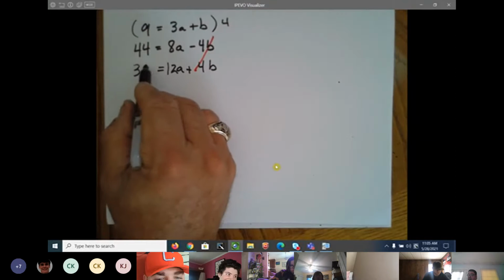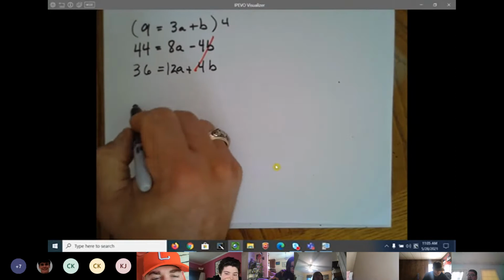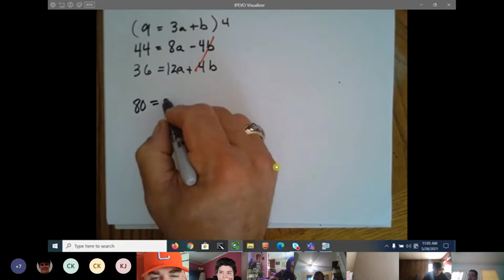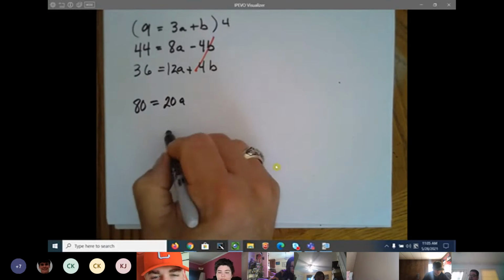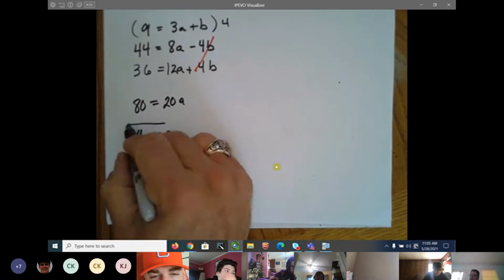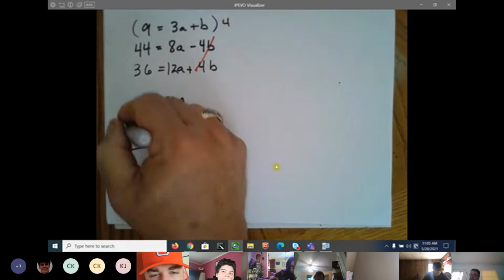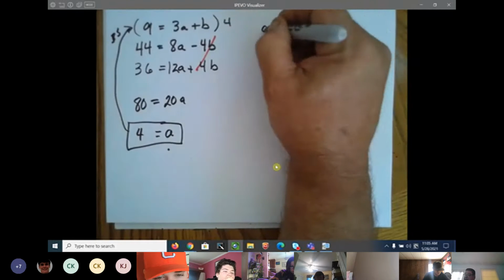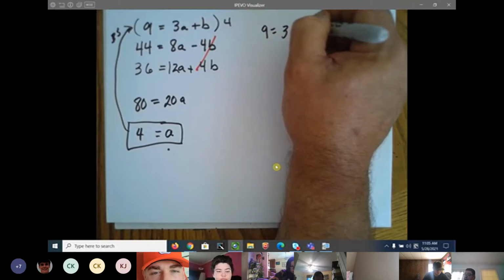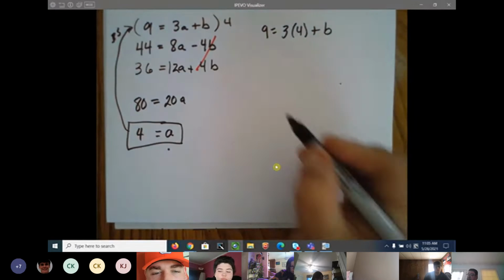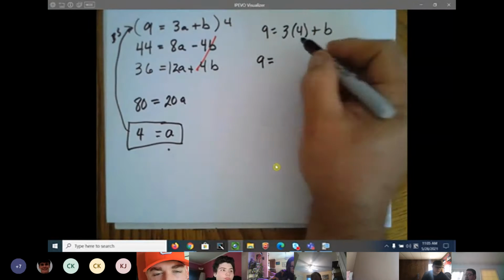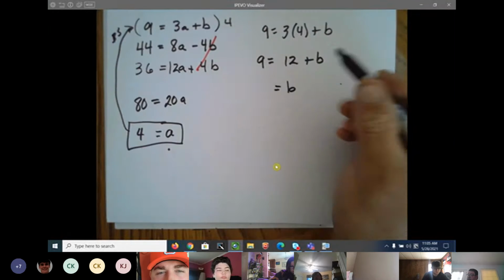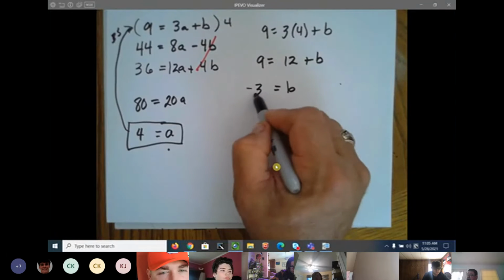And 70, what is that, 80? 80 is equal, what's 8 plus 12? 20. So A is equal to 4. Back substitute. 9 is equal to 3 times 4 plus B. 9 is equal to 12 plus B. B is equal to -3.